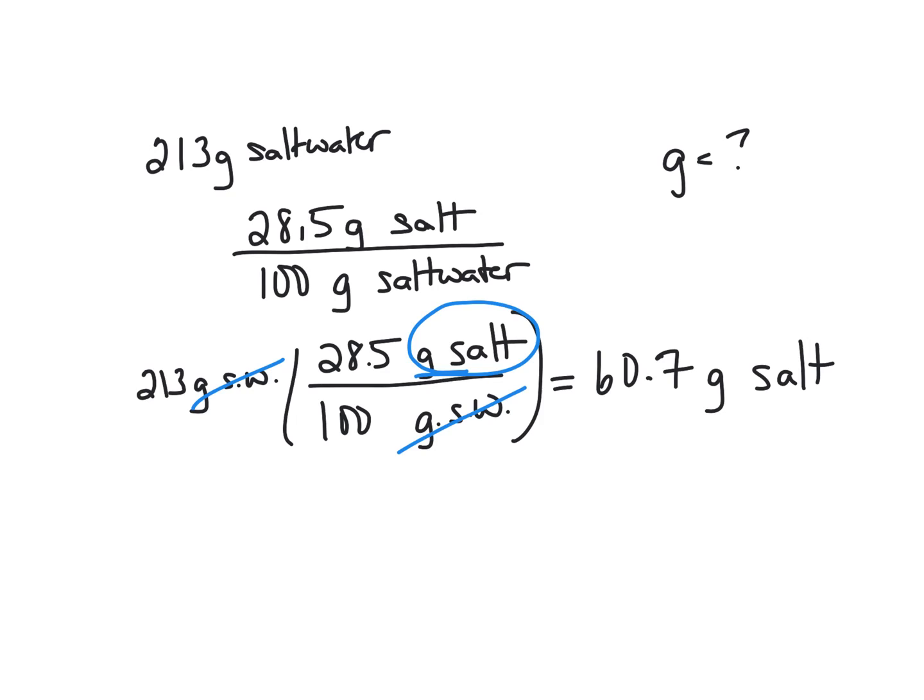Again, looking at our relationship and saying, does this answer make sense? 100 grams of salt water had about 30 grams of salt. So if I double the amount of salt water, I'm going to get a little more than double the amount of salt here. So my answer is reasonable.